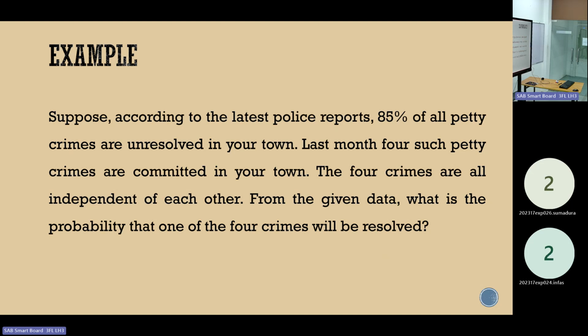According to the latest police reports, 85% of all crimes are unresolved in your town. Last month, 4 such crimes were committed in your town. The 4 crimes are all independent of each other. From the data given, what is the probability that one of the 4 crimes will be resolved?